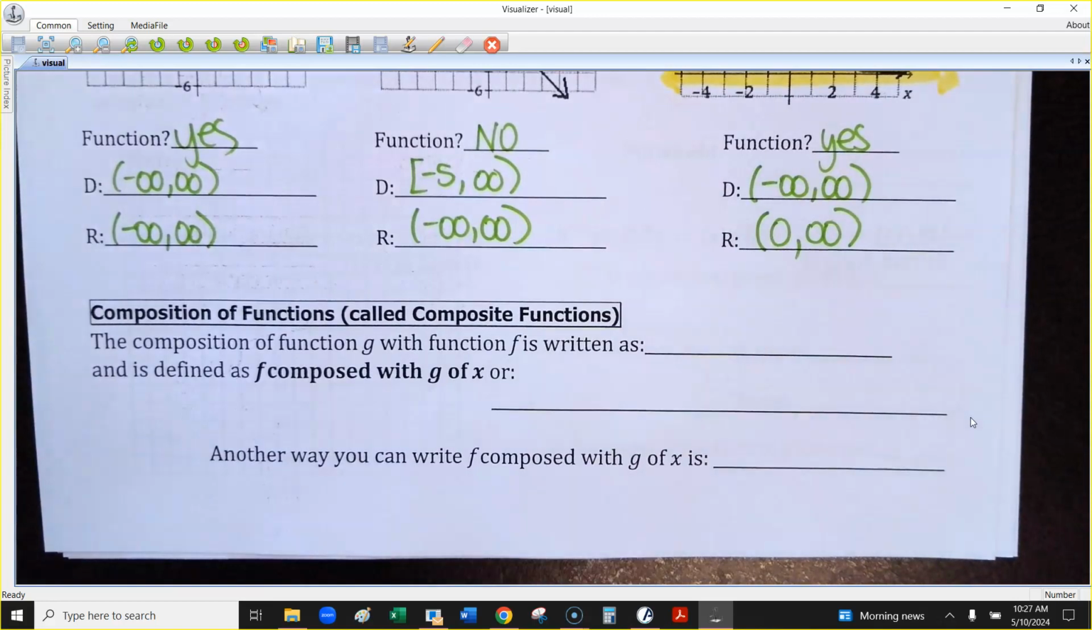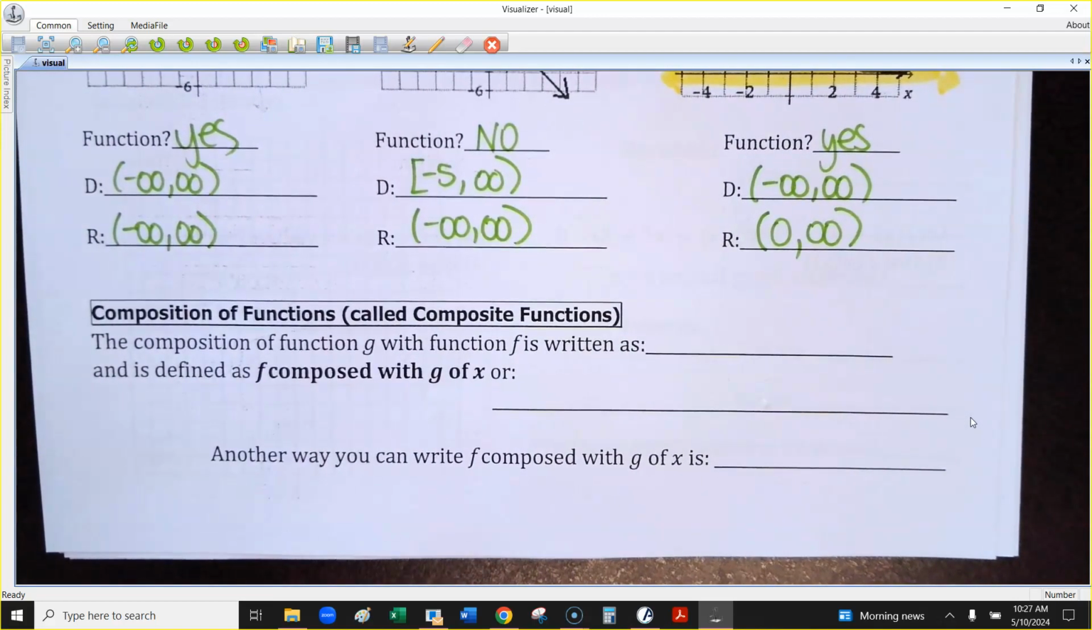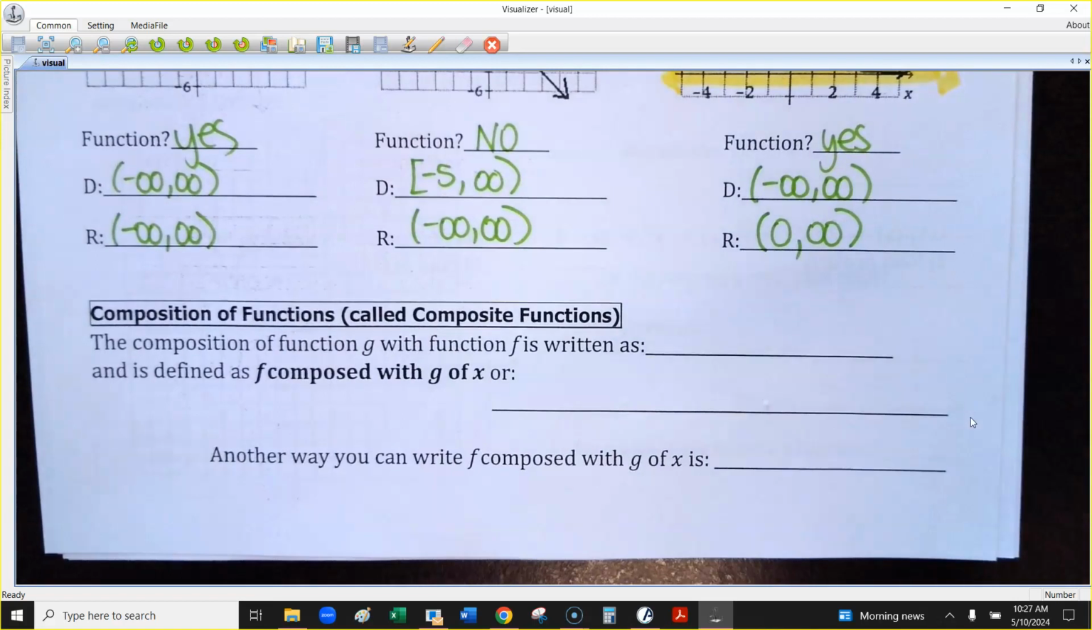All right, composition. Did you guys do composition first semester? Because I think some teachers did and some teachers didn't. So we're revisiting this because we should have done it first semester. I did it with my class. Sorry if you've already seen this.